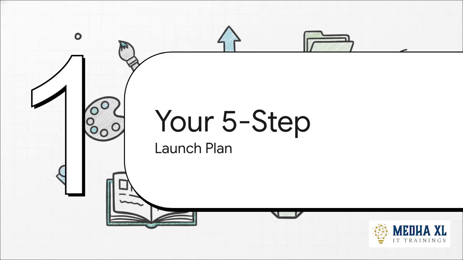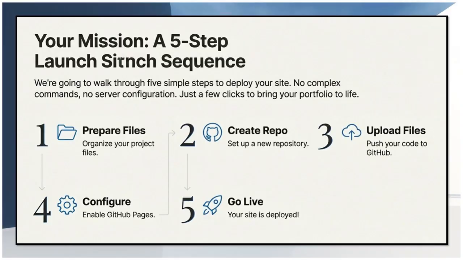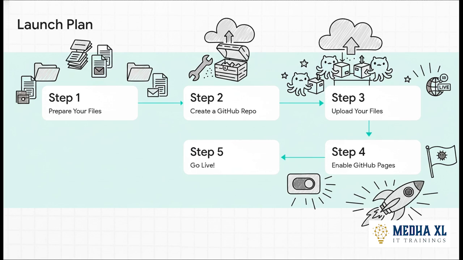Okay, so you're sold. How do we actually do it? Here's the entire game plan, broken down into 5 super manageable steps. First, we're going to organize our files locally. Then, we'll create a new home for them on GitHub. We'll upload them, flip one little switch to turn on GitHub Pages, and then that's it. You're live. Seriously. Let's jump into step 1.